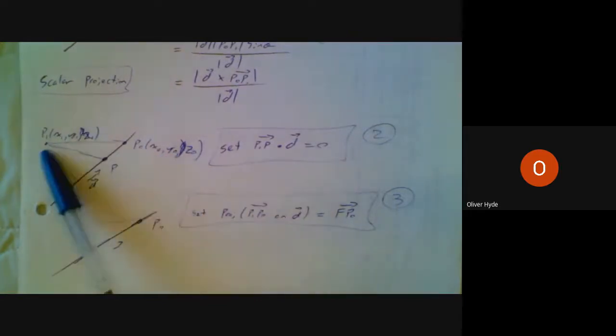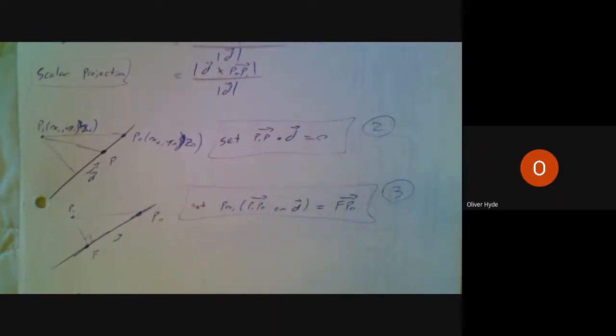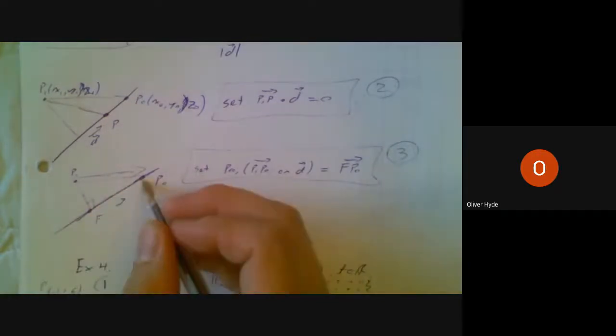You can always set P1P dot D equal to 0, and that'll give you the foot of your perpendicular. You can set the projection of P1P0 onto D to be the vector FP0. That's a bit of a different approach, but still a vector projection. The argument here is you want this vector projected onto your direction vector to be that vector right there. And that will give you the vector FP0. If you know the coordinates of P0, then you can find the coordinates of F. Okay.